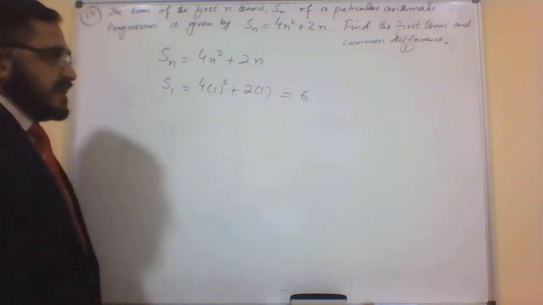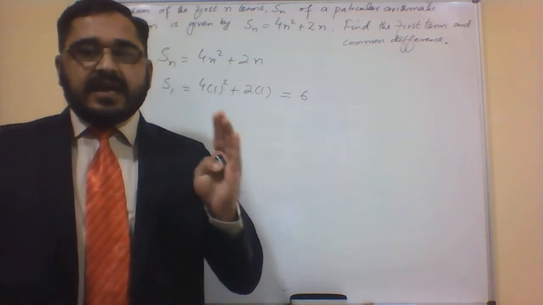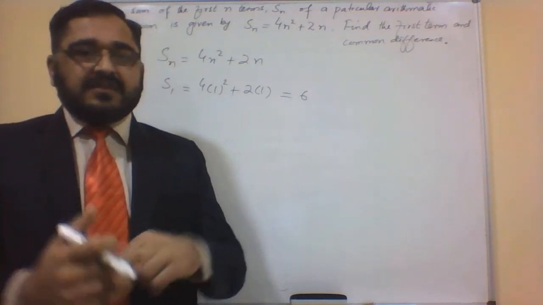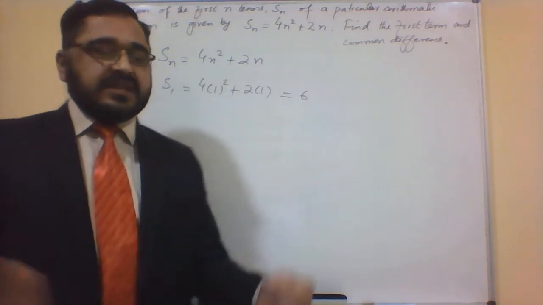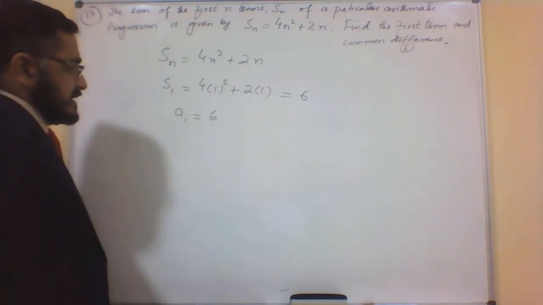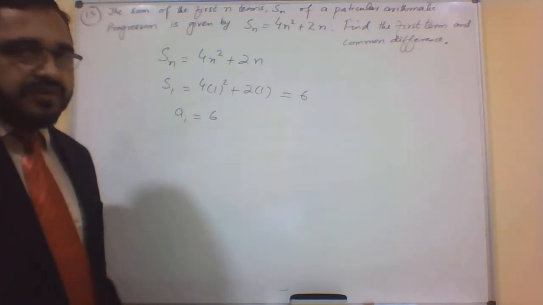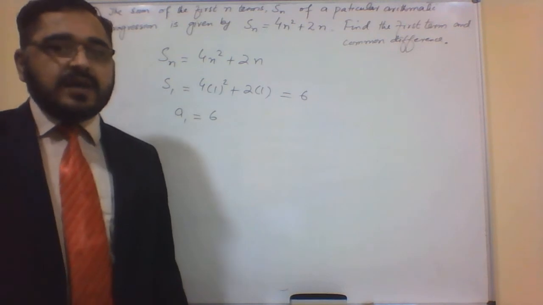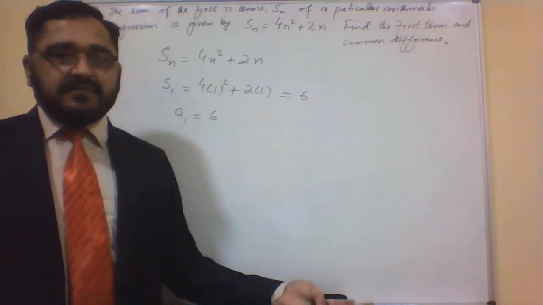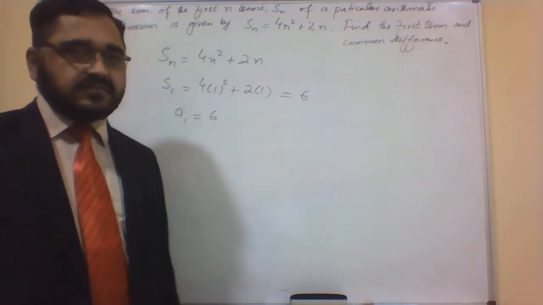You know S1 means the sum of terms up to the first term. First term means only one term will be there. Then we can say here A1 will be equal to 6. This S1 will be equal to A1. Up to the first term, the sum will be only the one term. Then you can say A1 is equal to 6.